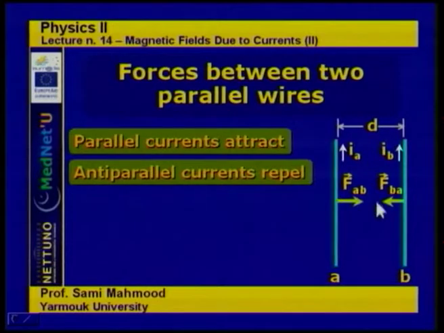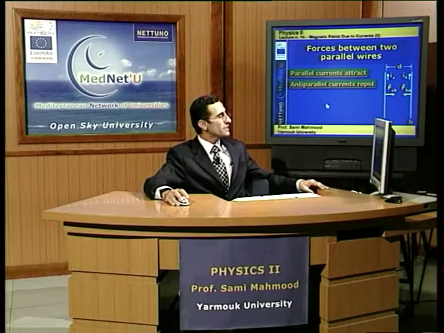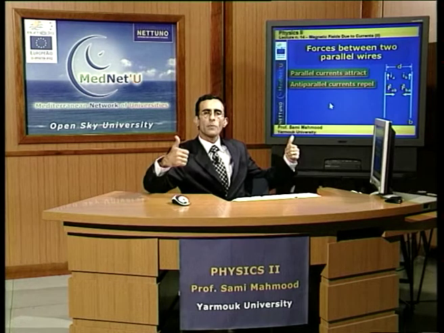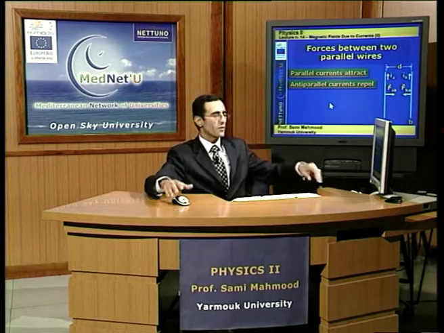Anti-parallel currents: if we just flip one of the directions of the currents, because the magnetic field and consequently the force are dependent on the direction of the current, then the force will flip in direction, and the forces will be repulsive. For anti-parallel currents, the currents repel each other.